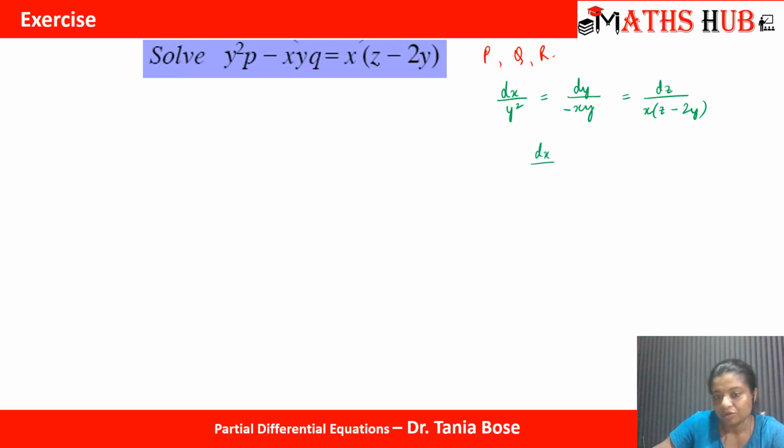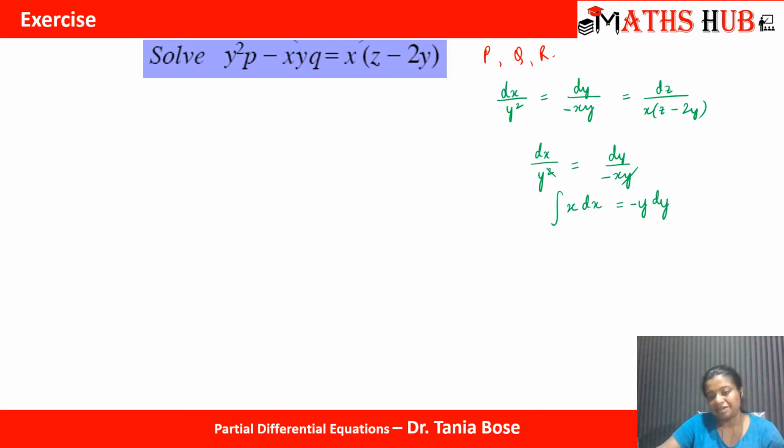So very easily you can see that you can take up the first two equations. dx upon y square is equal to dy upon minus xy. So y gets cancelled and you can cross multiply the terms. So we will get minus x dx is equal to y dy, leaving the minus sign on the right hand side. And now you can see it is easily integrable. So x square by 2 is equal to minus y square by 2 plus constant c1, right? And finally we get x square plus y square is equal to 2c1. So this is one of my solutions.